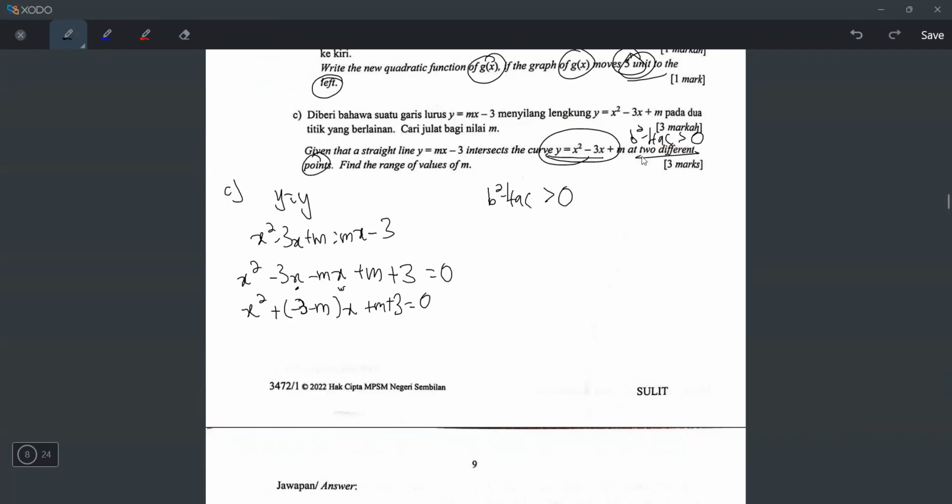But let's change the question. What if they say touches, does not touch? I say the straight line does not intersect the curve, and then find the range of values of m. How will you do it? Same lah. You will also do like this, but you will write b squared minus 4ac smaller than 0.